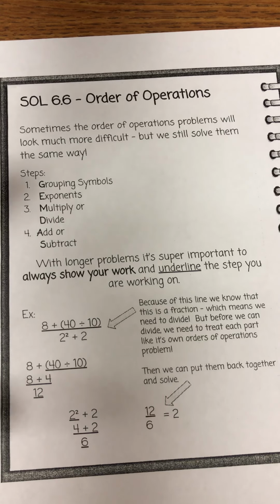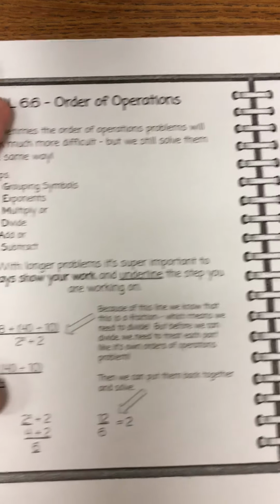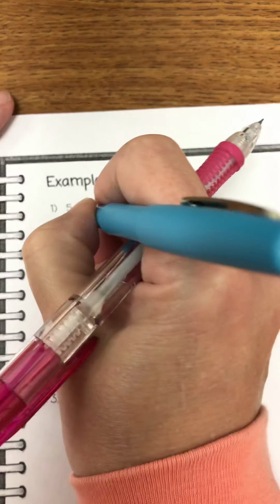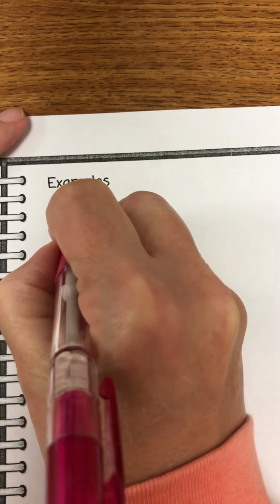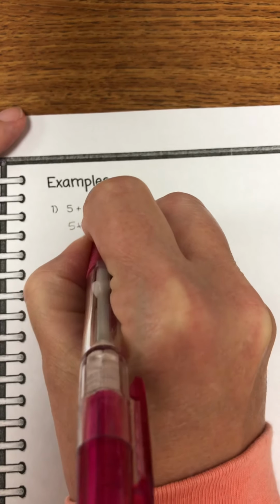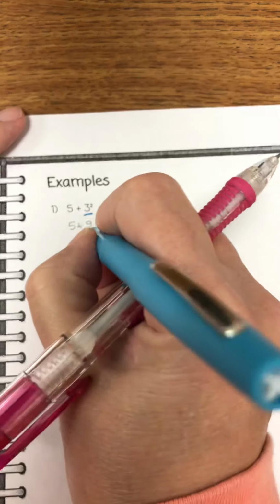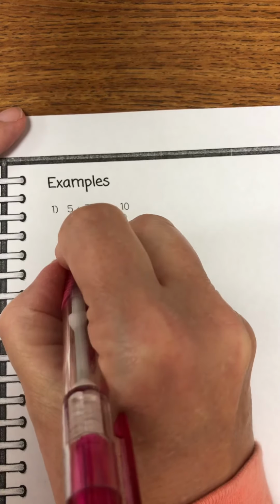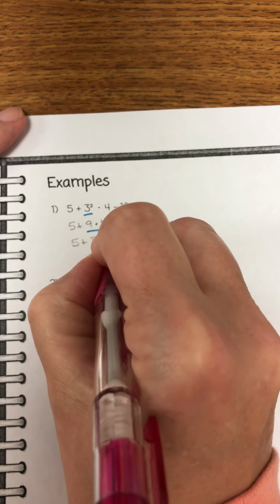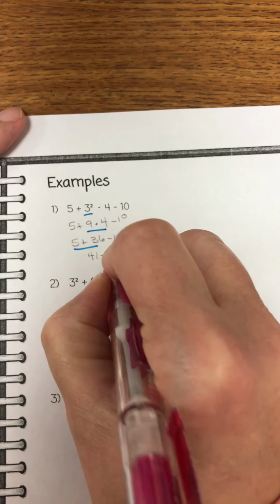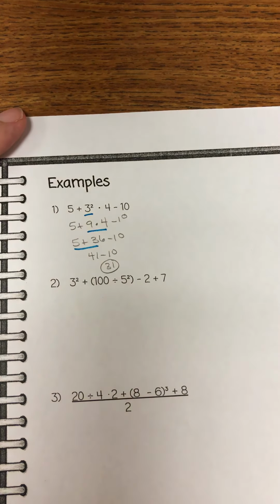Now sometimes you get these crazy ones where they actually look like fractions. So what we're going to have to do is we're going to have to take care of the numerator first. But let's start off with these. So we're going to take care of our exponent first. So that's 5 plus 9 times 4 minus 10. Multiply. So 5 plus 36 minus 10. So 41 minus 10, which is 31.